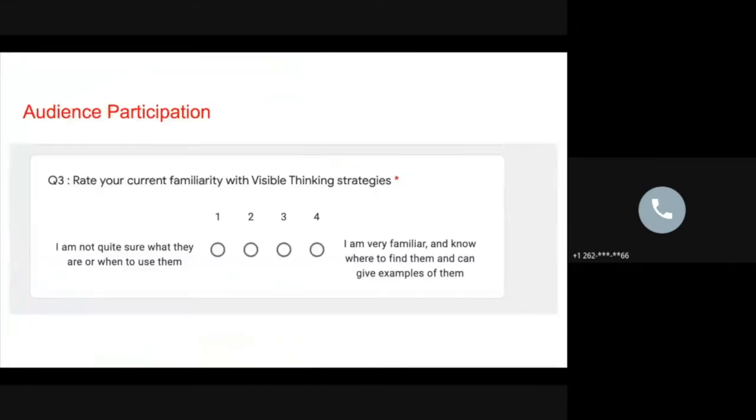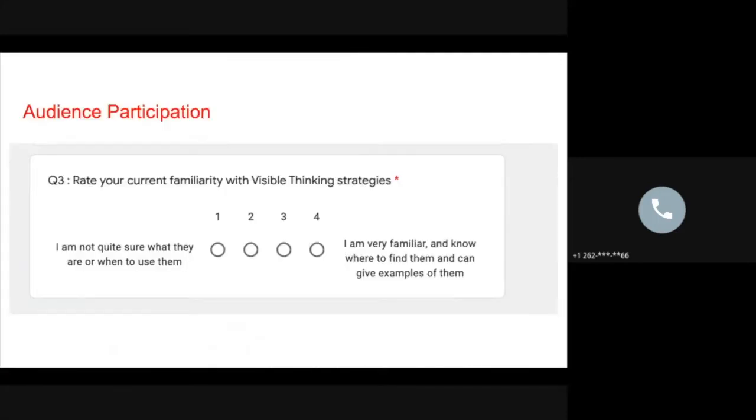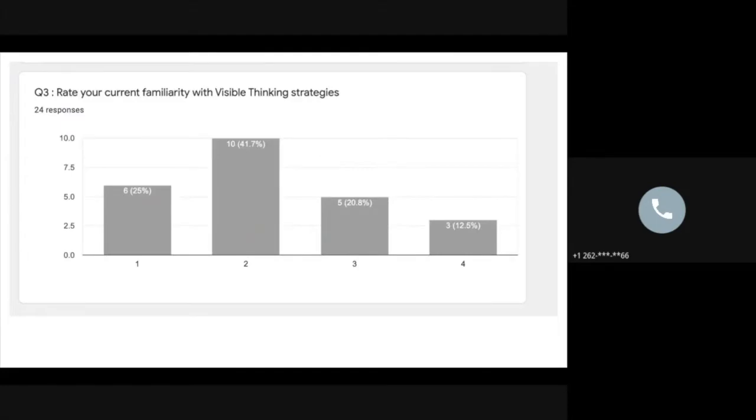So those are our goals of how to create an engaging environment. And if you go to the next slide, Jane, you'll see that we asked people to rate their current understanding and familiarity with visible thinking strategies. And this is where our current audience members feel their experience with visible thinking strategies is.